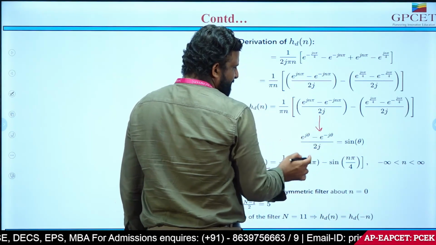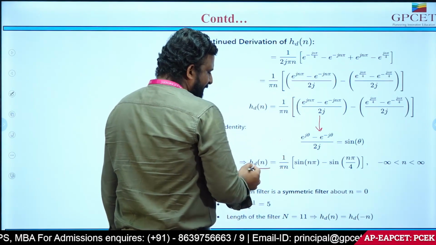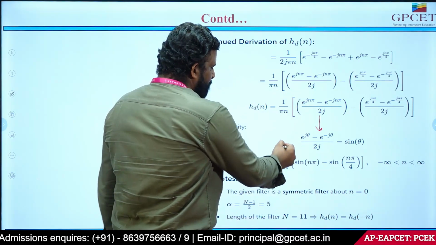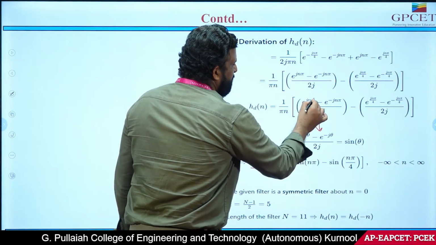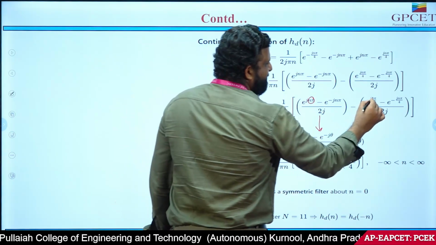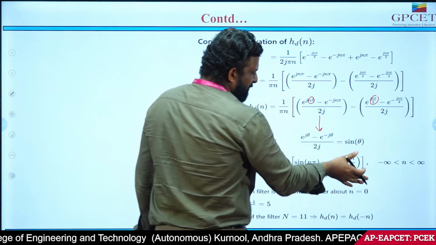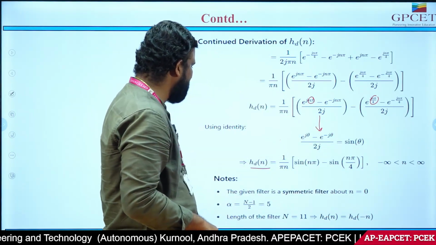So according to this condition, the finalized desired impulse response hd of n is equal to 1 by pi n [sin n pi minus sin n pi by 4]. So here sin n pi, and the second term is sin n pi by 4. So this is the finalized desired impulse response.